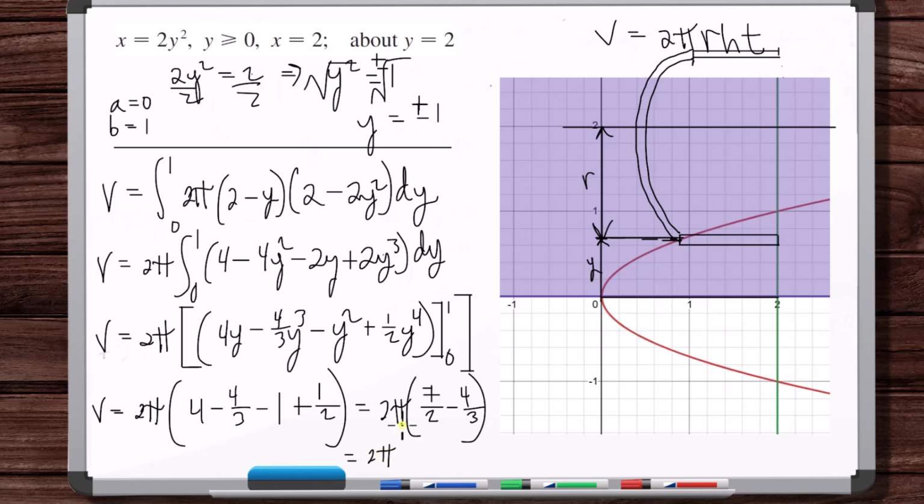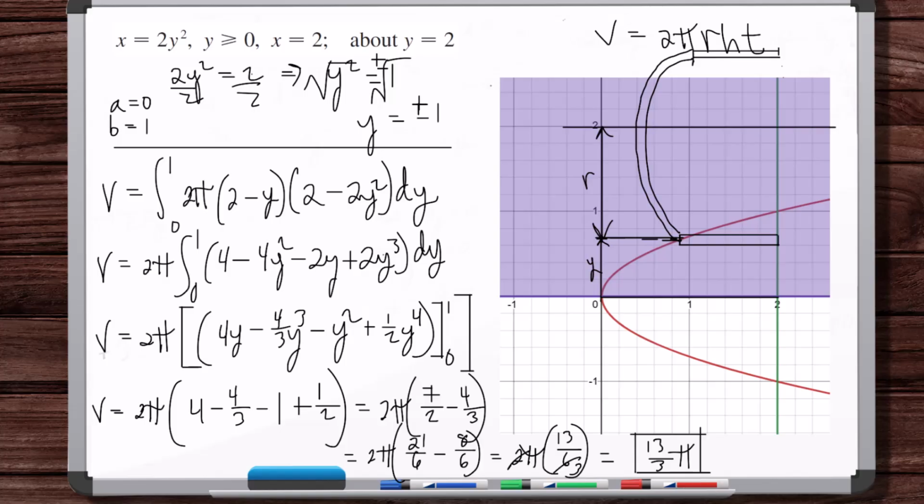So 7/2 minus 4/3 is, common denominator is 6. 3/3 times 7/2 is 21/6. And then 2/2 times 4/3 is 8/6. 21 minus 8 is 13. So 13/3 pi.